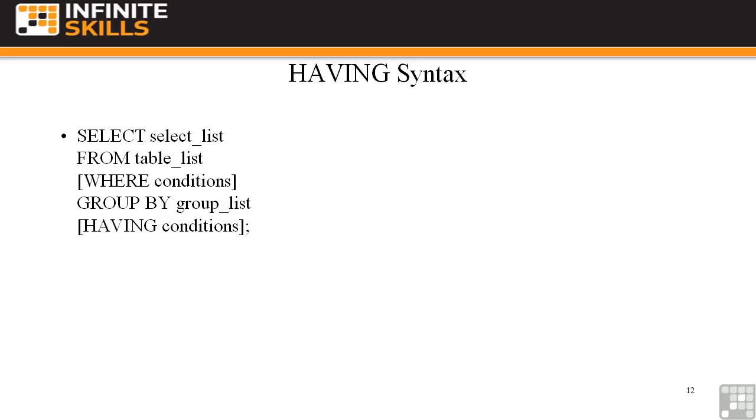Here's the basic syntax. We've got, of course, the select and from at the top, and then optionally, that's what the square brackets are for, we can specify where conditions. Then the group by and the group list, the column or columns we want to group on. Now, optionally, we can specify a having condition. Obviously, it's optional because all of the group bys you've seen thus far didn't have a having condition.